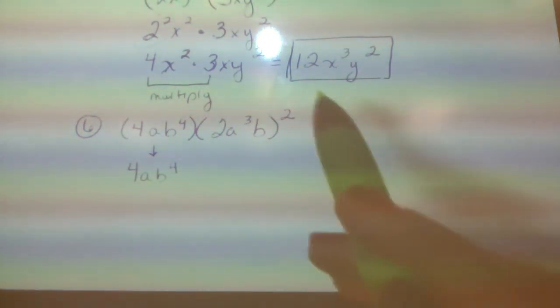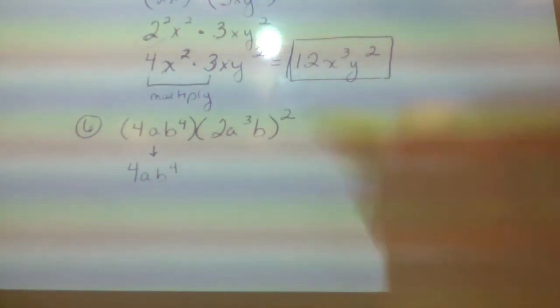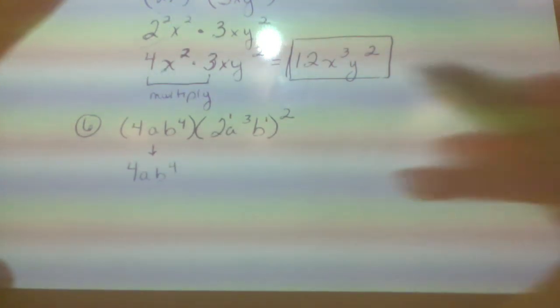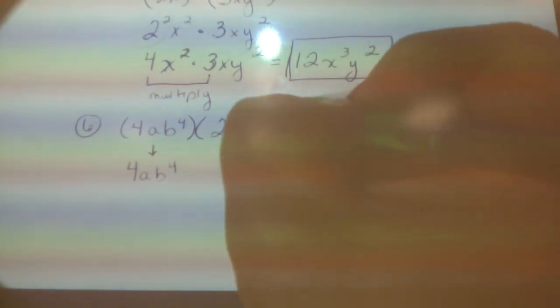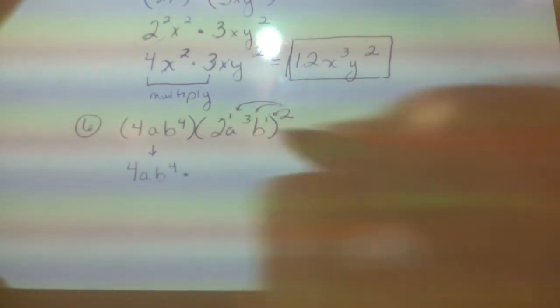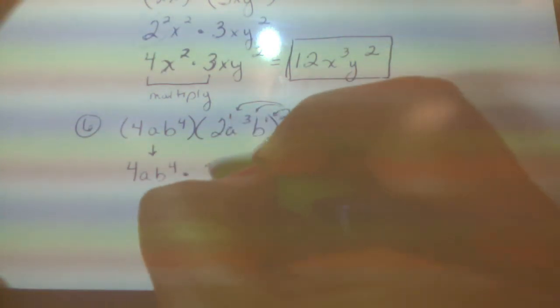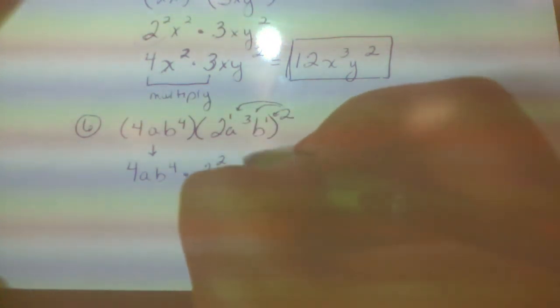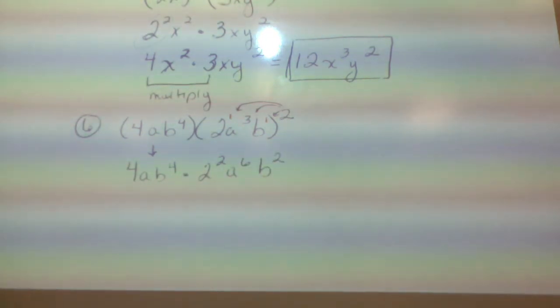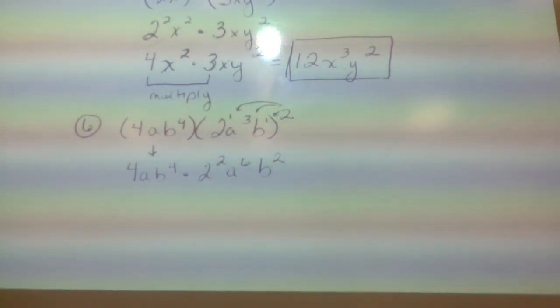Now I'm going to take what's inside of the 2nd parentheses. If it doesn't have an exponent, I'm going to put a 1. Now I'm going to take this exponent and multiply. So this is times. 2 times 1 is 2. So that's giving us 2 squared. 3 times 2, that's giving us 6. And 1 times 2, that's giving us 2.